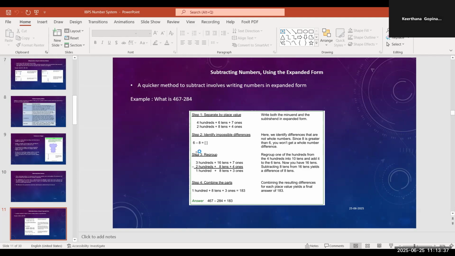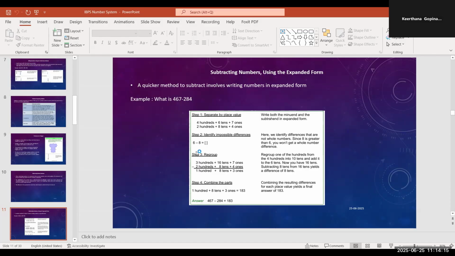Now, if you look at it, you will have to split this again as hundreds, tens, and ones. So 467 is 4 hundreds, 6 tens, and 7 ones. Similarly, 284 is 2 hundreds, 8 tens, and 4 ones. Now, identify impossible differences. Like I said, for this session, we are going to subtract the lesser number from the larger number. If you look at the tens part, 6 minus 8 is coming to you, correct? Yes, sir.